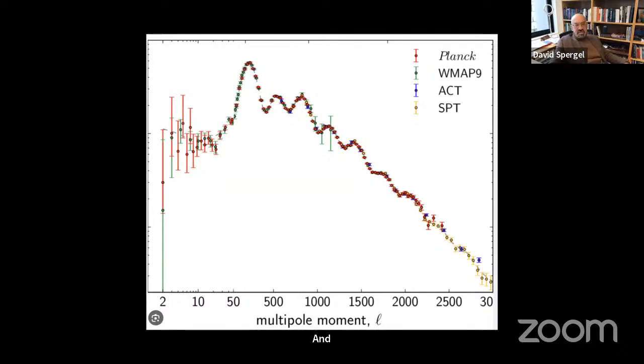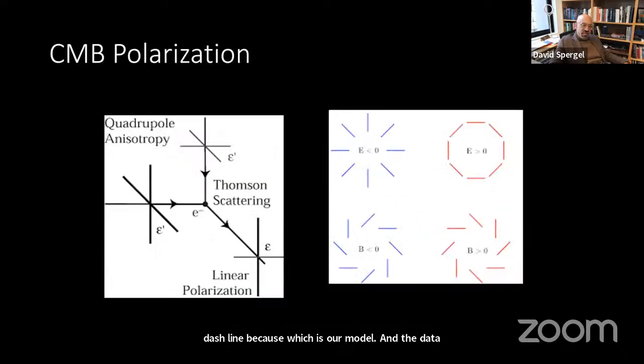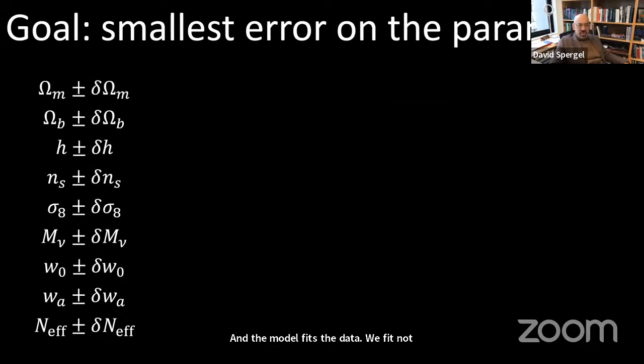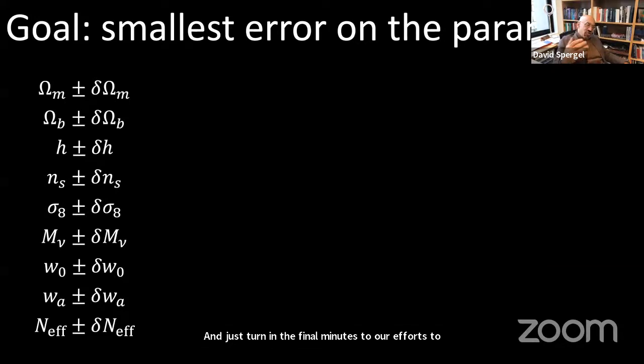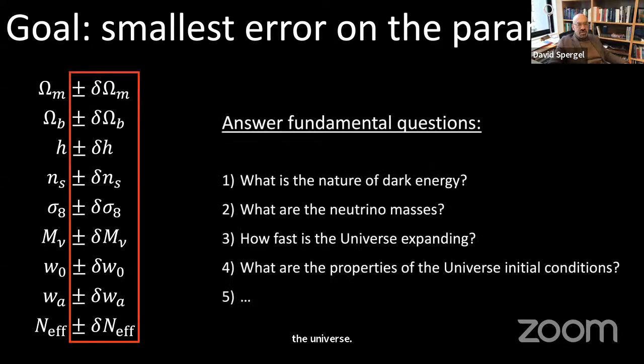What you should also see subtly in this plot is the dashed line, which is our model. The data shows a pretty complex structure, and the model fits the data. We fit not only temperature, but polarization. I don't really have time to talk about polarization. Let me turn in the final minutes to our efforts to take that data and determine the basic parameters of the universe. Here we list the basic parameters: the density of matter, the density of atoms, and so on. We're interested not just in measuring those parameters, but in asking more fundamental questions like, what is the nature of dark energy?